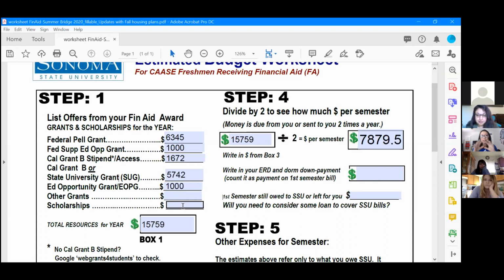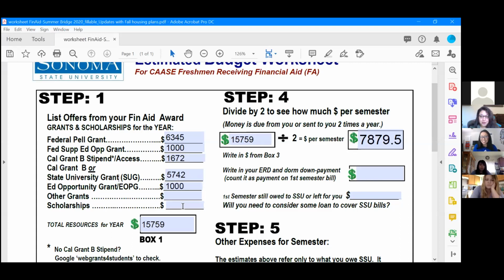This estimated budget worksheet is looking at the full academic year, okay? And then it'll break down into each semester. If you're following along, you can see here at step 4 that it's already auto-populated for me per semester, okay? Go ahead, Erica.